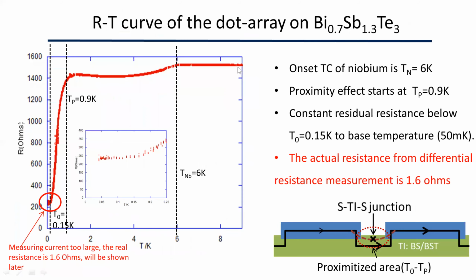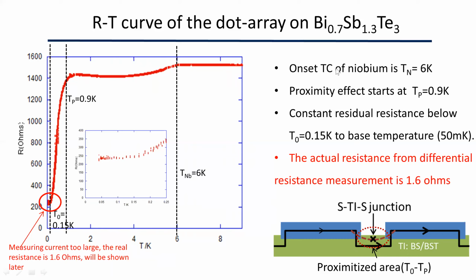Here is an RT data of the array on bismuth antimony telluride. I want to first point out this 200-something ohm residual resistance is not real. It is caused by the very large measuring current, and the actual resistance is about 1.6 ohms. It will be shown later in the IV and dI/dV measurement.